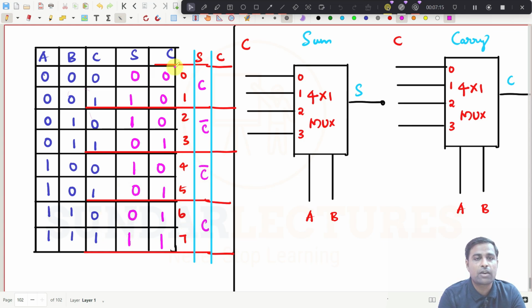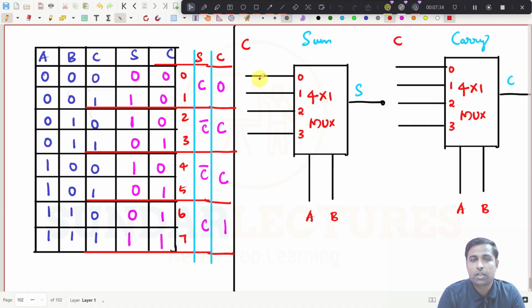Write it for carry now. For carry, you see here, this is 0 1. By default it is 0, right? So this will be now 0. This is 0 1, this is also 0 1. So it will be C. This is 0 1, this is also 0 1. So it will be C. This is 0 1. By default it is 1. Now I have found all the values.